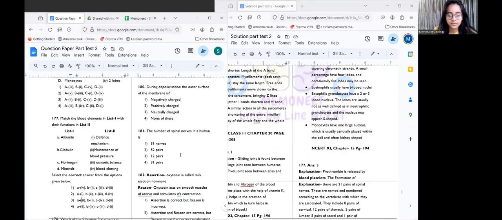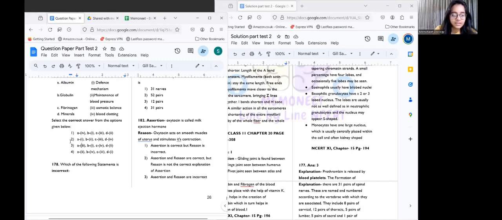What we can see in the other statements is that A3, which is albumin, helps in maintaining osmotic pressure. B1, that globulin helps in defense mechanism. And minerals help in what? Minerals help in maintenance of the blood pressure.